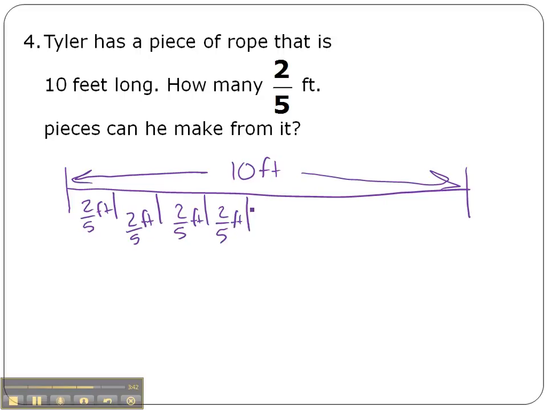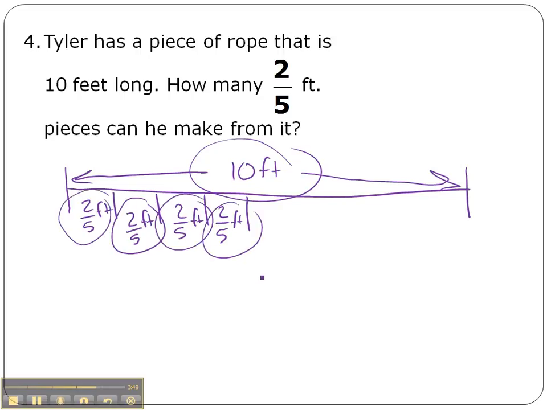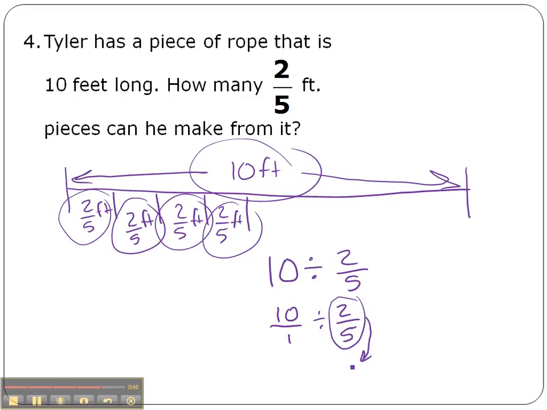Well, it looks from my picture like I'm taking 10 feet and dividing it up into pieces that are 2/5 of a foot long. So that's division. We start with 10 feet and we divide by 2/5. We need to express both of these as a fraction, so 10 can be expressed as 10 over 1 divided by 2/5. Now remember our song, dividing fractions is as easy as pie. Just flip the second fraction and multiply. So I'm going to flip my second fraction, same as finding its reciprocal, 5 over 2, and multiply.